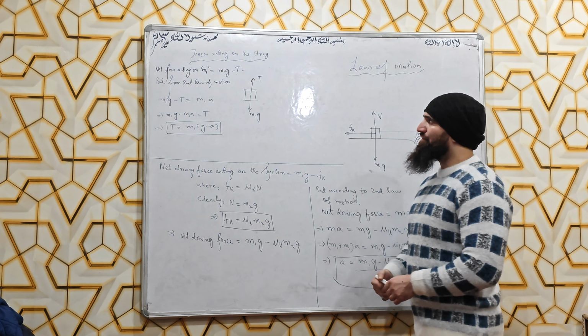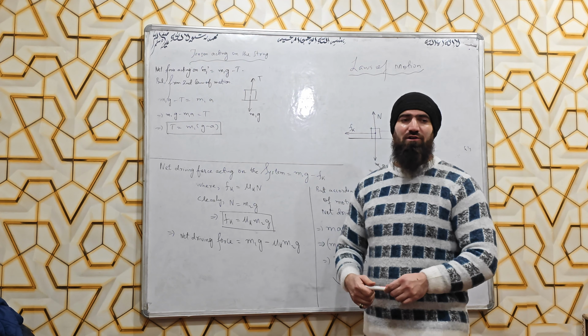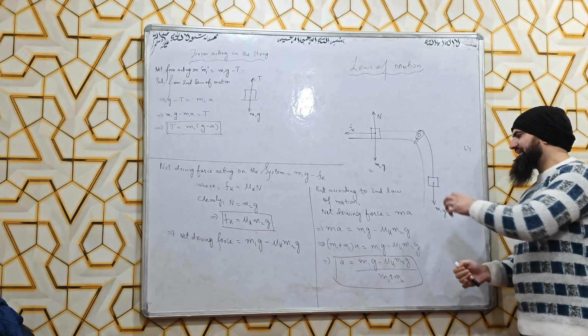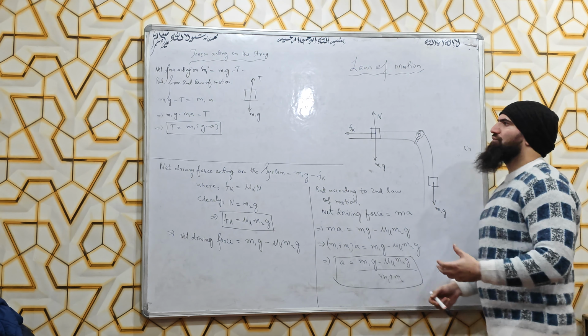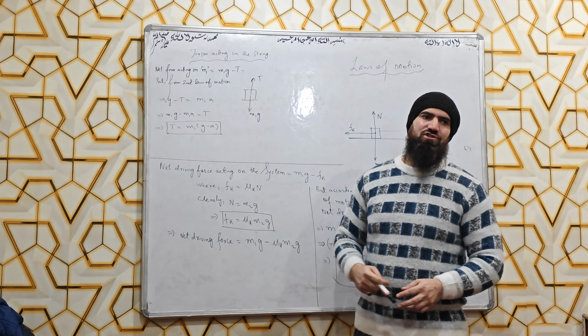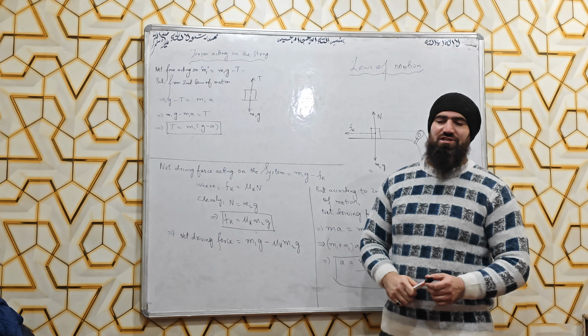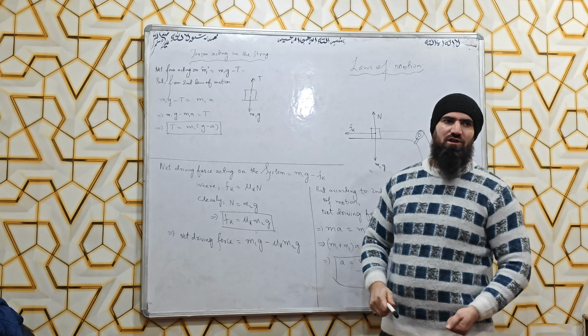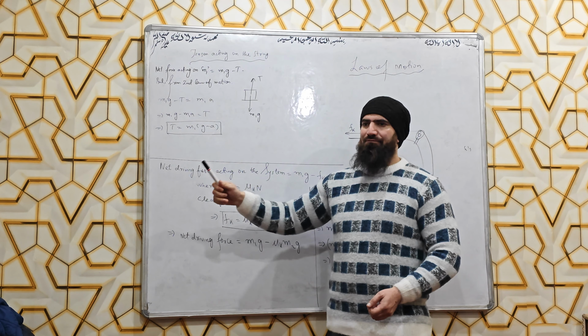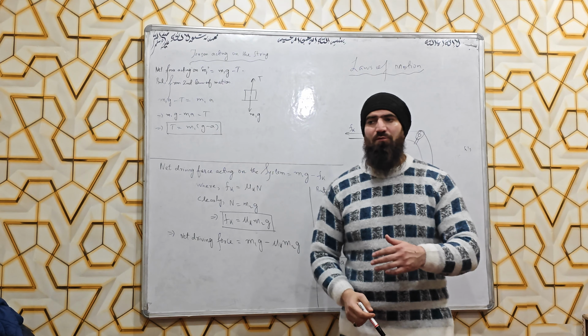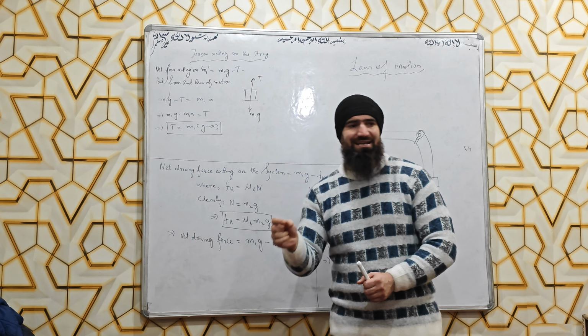Then, so far as tension is concerned, how can we find the tension acting on the string? To obtain it, we will take one body, say m1, and draw the free body diagram of that body. The force acting on m1 is m1g minus T, because m1g acts downwards and T acts upwards. So m1g minus T is equal to m1a, because the net force acting on any body is the product of the mass of the body and its acceleration.